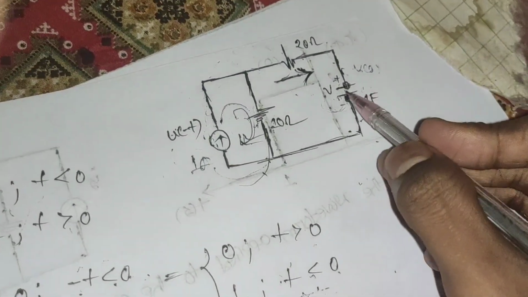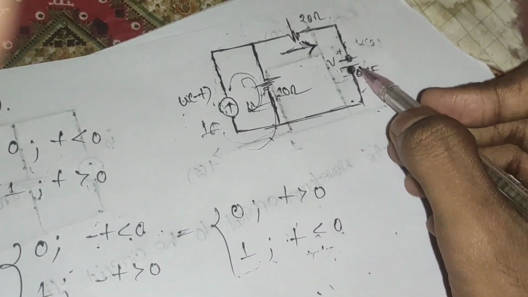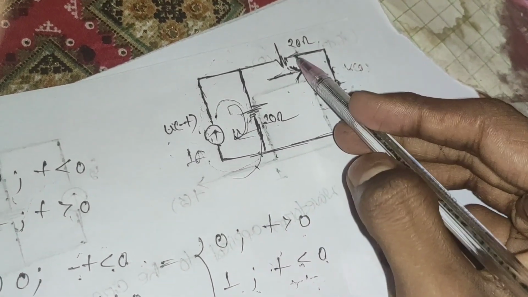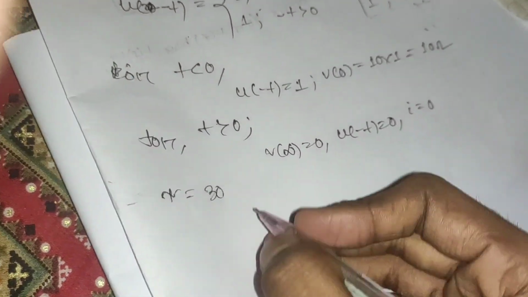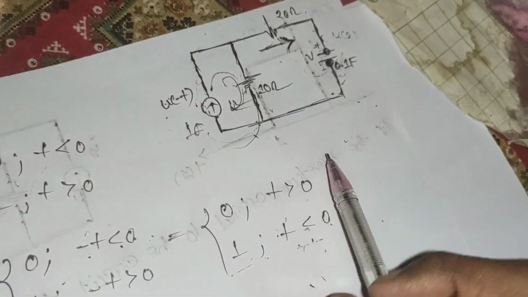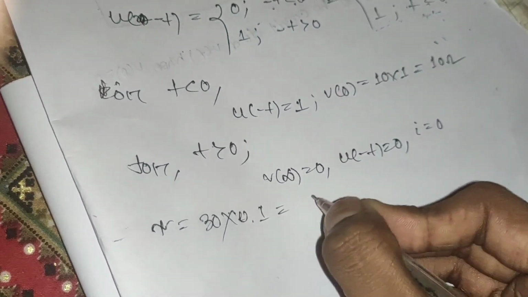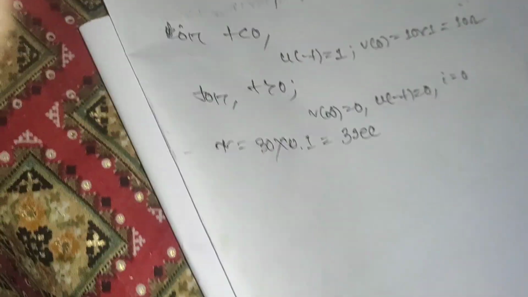And if we calculate the tau, tau will be R_TH across this capacitor, right? So R_TH across this capacitor: 20 and 10 are in series, so it will be 30, right? So 30 times C, and the value of C is 0.1, so it is 3 seconds, right? It will be 3 seconds.